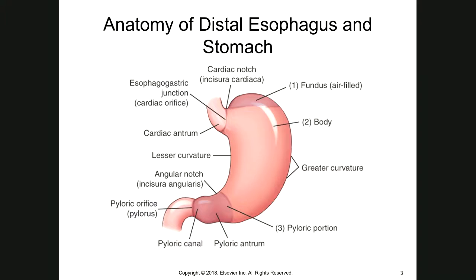When you look at this all labeled, you can see where you've got the esophagogastric junction, where the esophagus dumps into the stomach. And then, like I said, we've got the fundus, which is the air-filled, in this particular picture, it sits the most superior. Then you've got the entire body of the stomach with the greater and lesser curvature. And then you've got the pylorus portion of the stomach, which is the end where it dumps into the duodenum.